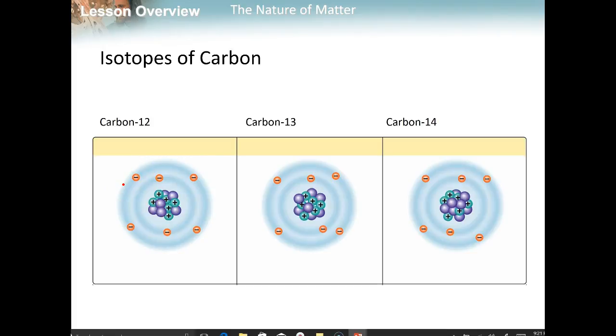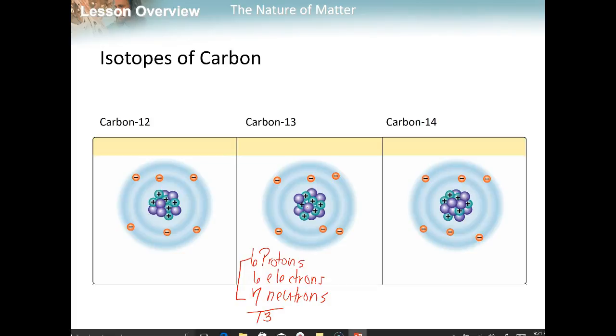Here's that carbon-13. We're going to have 6 protons. We're going to have 6 electrons. But let's count those neutrons: 1, 2, 3, 4, 5, 6, 7. We're going to have 7 neutrons. So when we take these two numbers and add them together, we're going to get 13.